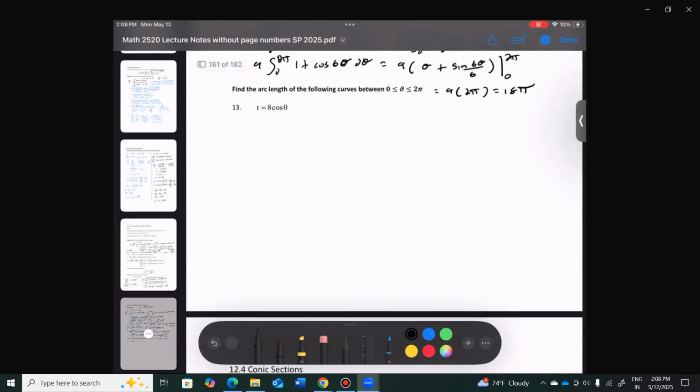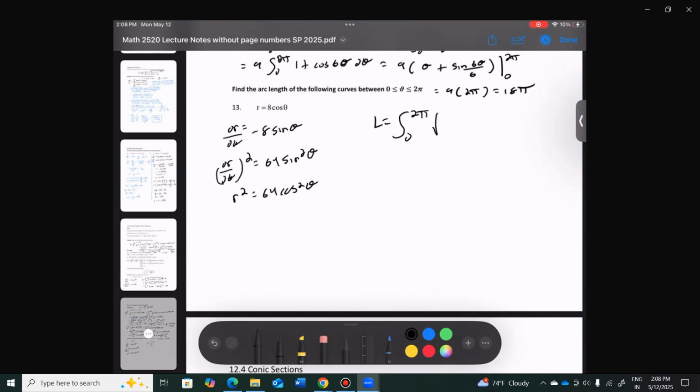Alright, and the last one, if I want to do the arc length, r equals 8 cosine theta, dr d theta is negative 8 sine theta, dr d theta squared is 64 sine squared theta, and then r squared is 64 cosine squared theta. L is the integral from 0 to 2 pi of the square root of r squared plus dr d theta squared d theta.